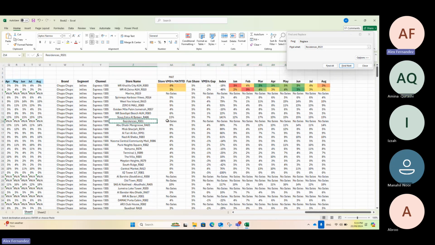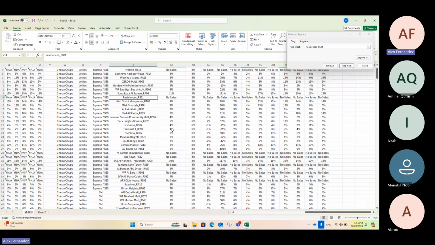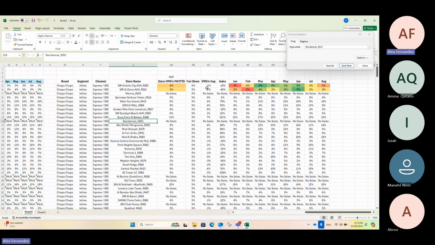Okay. So the first action should be, go to wherever you have no sales, make sure that you have sales. The second action will be, go wherever you are under indexed, you should make sure you fix your under indexed stores. And wherever you are over indexed, you have to protect it.